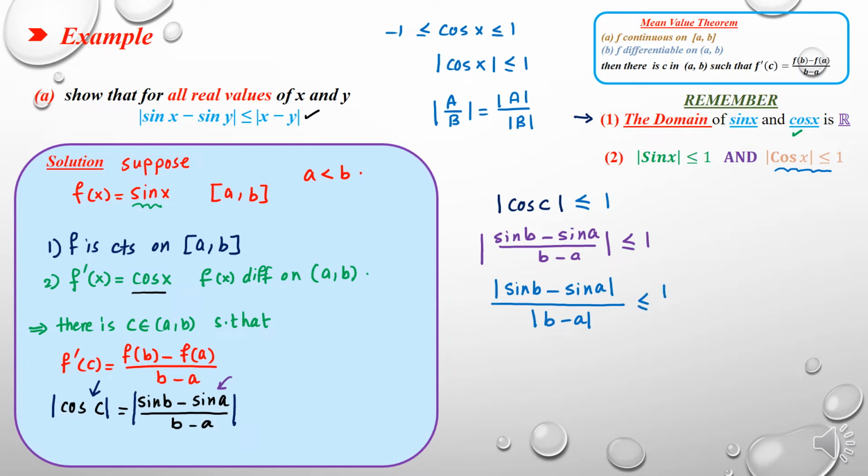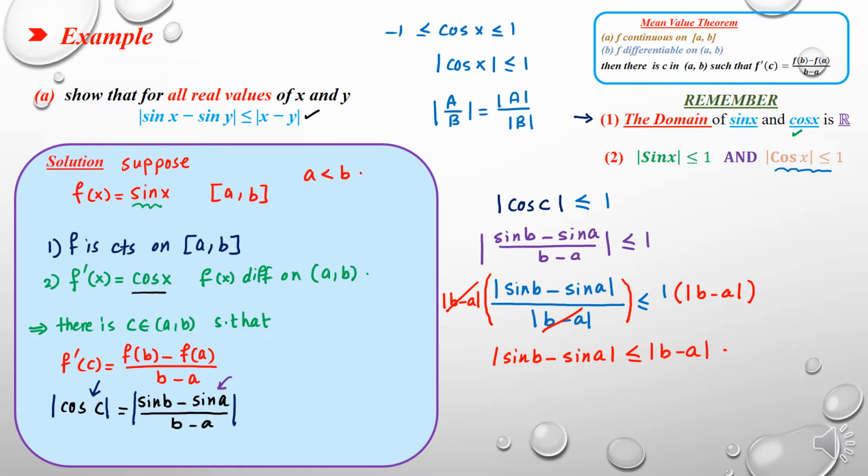Now multiply both sides by the absolute value of b minus a. Since the absolute value of b minus a is positive, there is no need to change the sign of the inequality, so it will be the same. Cancel absolute value with absolute value. We'll get the absolute value of sine b minus sine a less than or equal to the absolute value of b minus a.